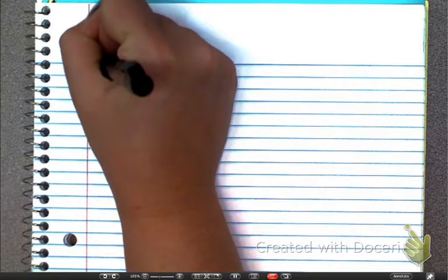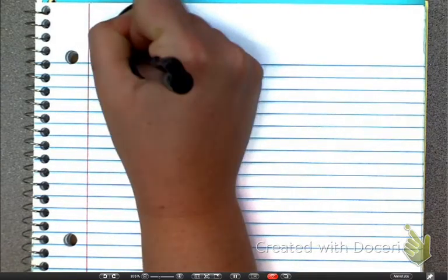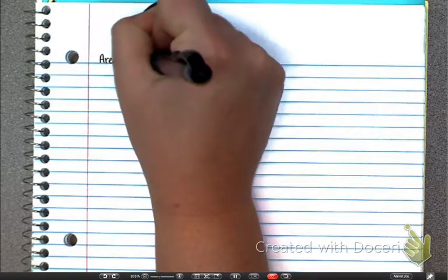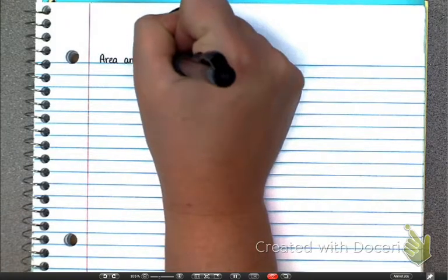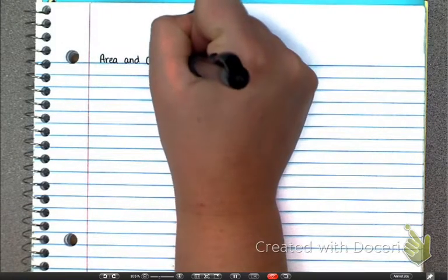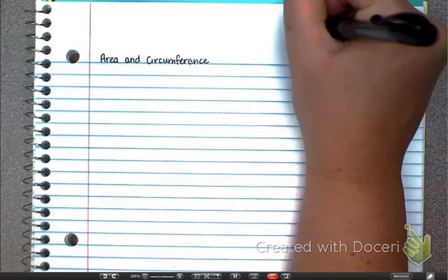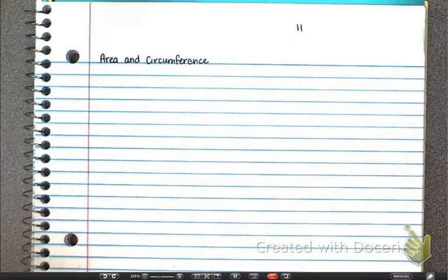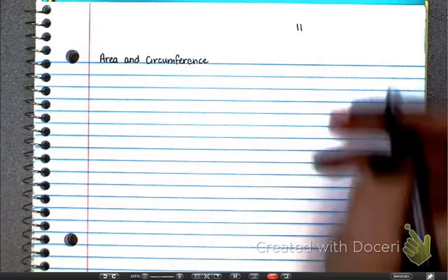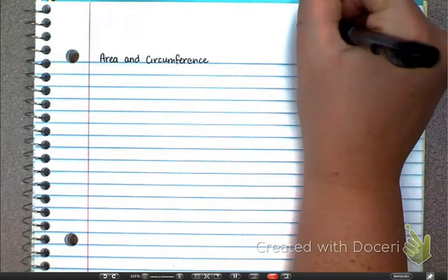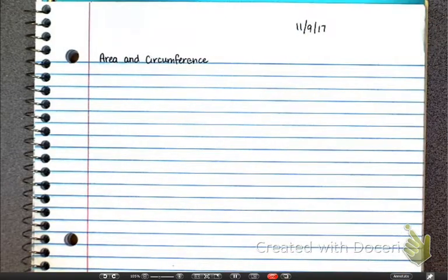All right, let's get started. So today's lesson is on area and circumference, and hopefully is review. Don't forget today's date, which is the 9th, I believe. Okay, so area and circumference.